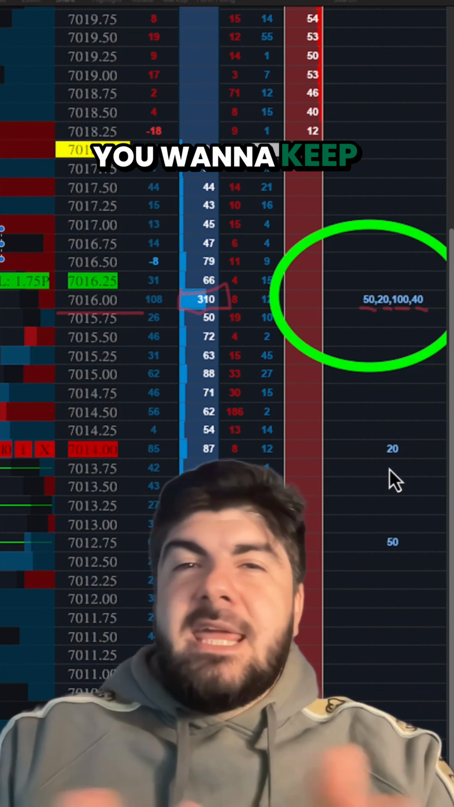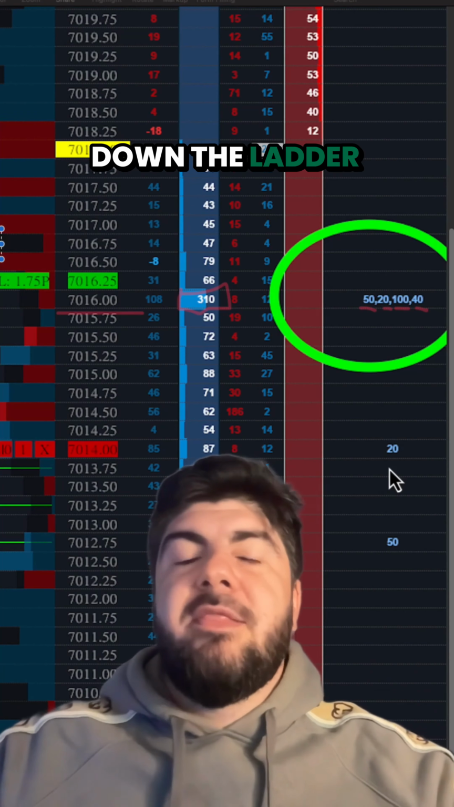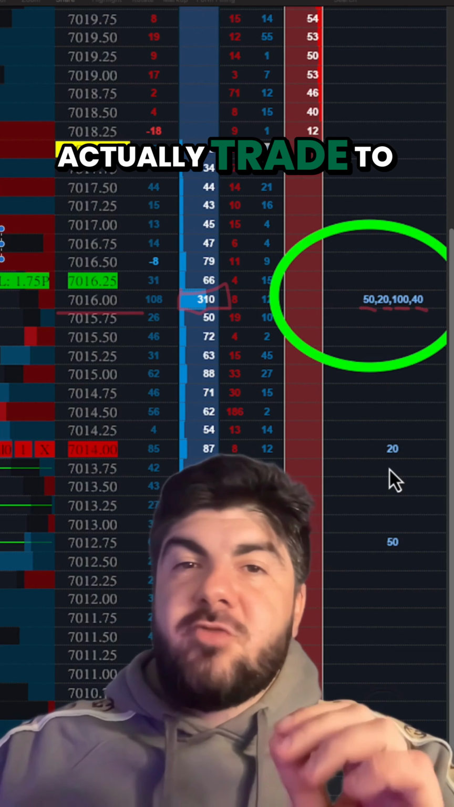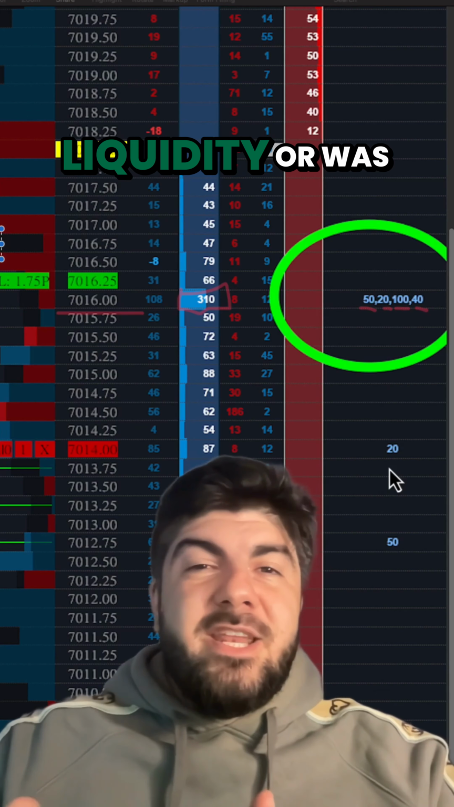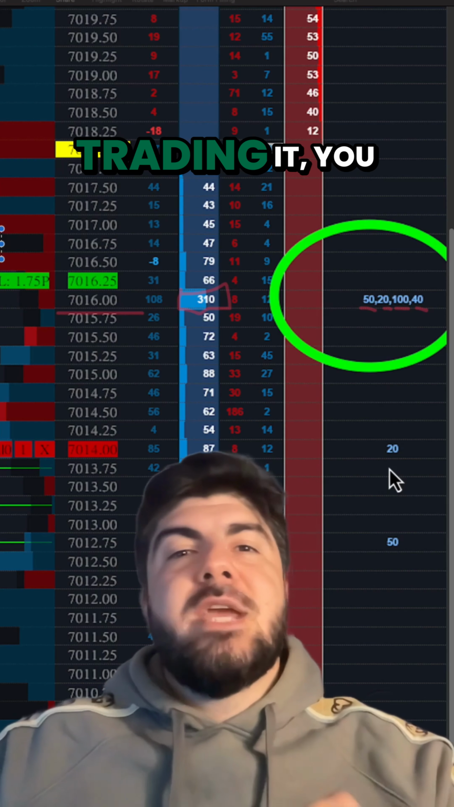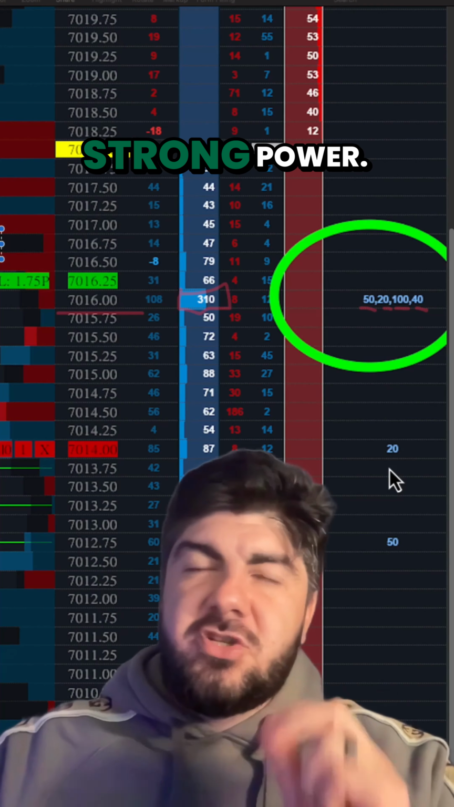Now, the big thing you want to keep your eye on is when you start out the session, look for the MBO levels up and down the ladder and identify them. But the key point is once we actually trade to them, do we trade that liquidity or was it just the bluff and that order is going to get pulled? If we end up trading it, you find a future support and resistance level that has such strong power.